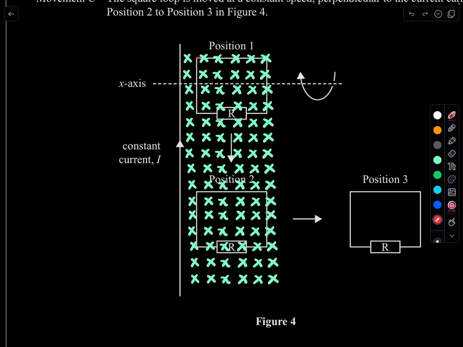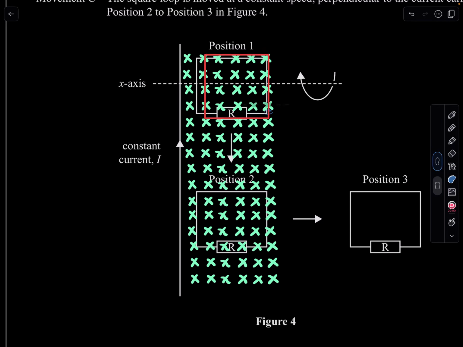Come on, draw a square for me. Here's the square. This is our actual loop. And what's happening is we're going from position 1 to position 2. Is there a change in flux? No, it's not. It's always at its maximum flux, but it's not changing.